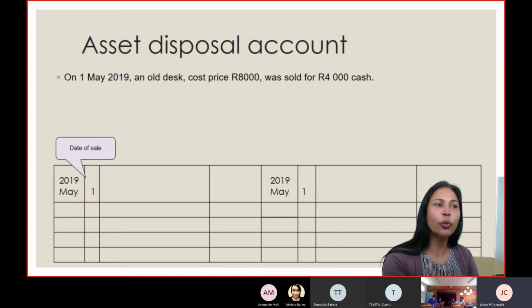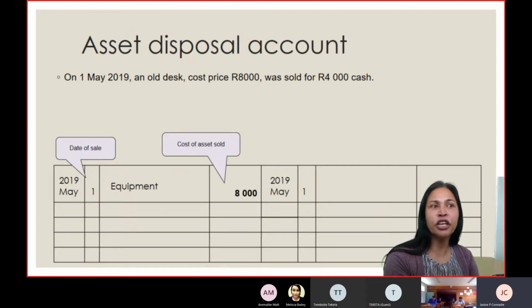Then we need to know what type of asset was disposed of. So it says an old desk, so we have equipment. What was the original cost? The cost was your 8,000, and that is your first step in your asset disposal as well.